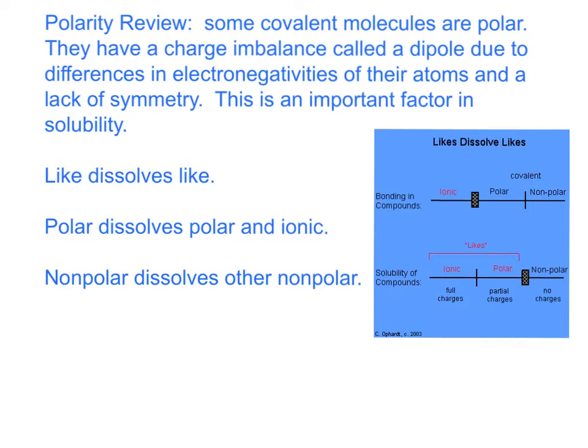So a quick review on what polarity is. There are some molecules that are polar, and they have a charge imbalance called a dipole due to the difference in electronegativities of their atoms and a lack of symmetry. This is an important factor in solubility. If you recall, there was a thing we taught you called SNAP. This is a terrible way to write SNAP, but SNAP is symmetrical, nonpolar, asymmetrical, polar. So that is one way to determine if your molecules are going to be polar or nonpolar. Bent molecules that have lone pairs sticking out on one side on an oxygen or something, and hydrogen on the other side, are going to be polar. Polar dissolves polar. Nonpolar will dissolve other nonpolars.